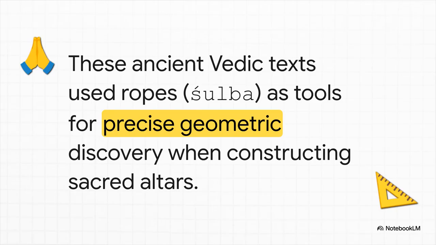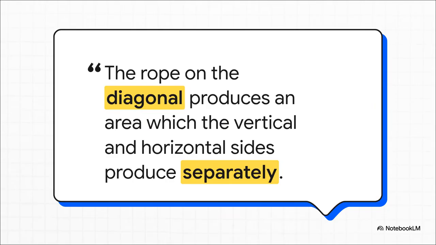So these priest geometers figured out how to use simple ropes, the Śulba, to do some incredibly advanced geometry. And get this, tucked away in these texts is the earliest known statement of what we call the Pythagorean theorem. But look at how they described it. There's no a squared plus b squared equals c squared. It's all physical, all tangible. It's about the area that a rope stretched along the diagonal makes compared to the areas from the side ropes.